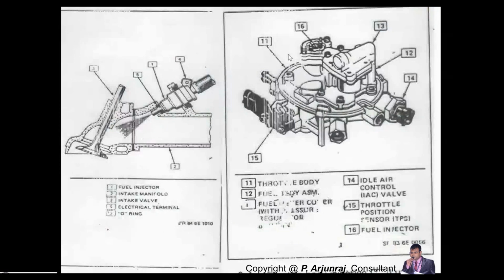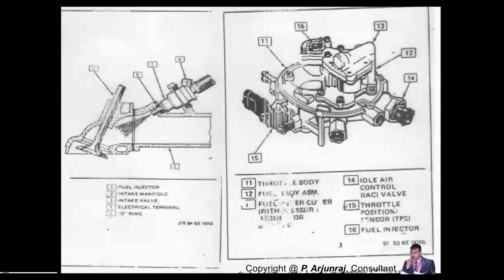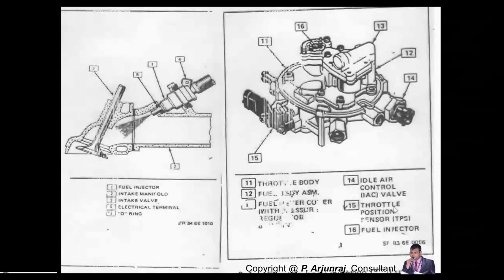This is the throttle body, and you are going to have a single injector. You also have the throttle position sensor, which will sense based on the engine speed and the requirement, and it will open the throttle valve. You also have the air control valve in the system. Basically, the throttle valve will allow the required quantity of air into the system corresponding to the vehicle speed or the engine speed.